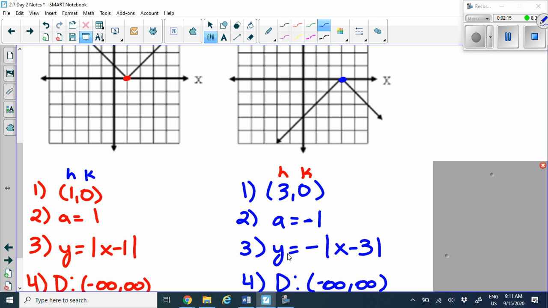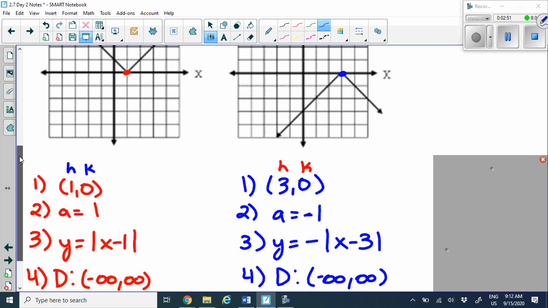So to write this, I have y equals negative. Now, because I have an a value of 1, just like the other, I did not put the 1 in front of the absolute value signs. It is okay if you want to, but if you don't, we can assume that it is 1. But I do have to make sure I put the negative sign in front to represent, hey, we have a negative a value. Then I have the absolute value of x minus 3. Remember, we do the opposite of what we see on the h. And this time, once again, k is a 0, so I don't really put anything over on the other side. It is okay if you want to do plus 0 or minus 0. It's really up to you.